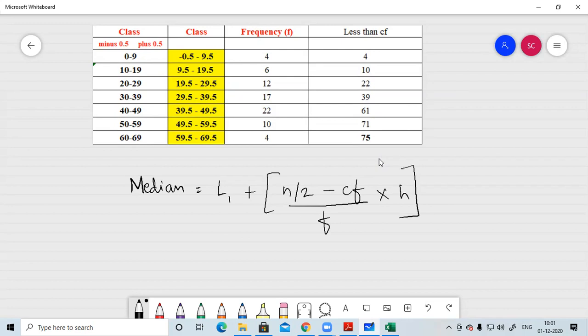Now, what is L1? Lower limit of median class. N by 2. CF is cumulative frequency preceding the median class. Now let us identify the median class.